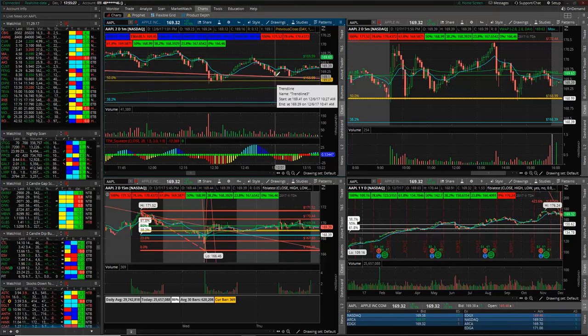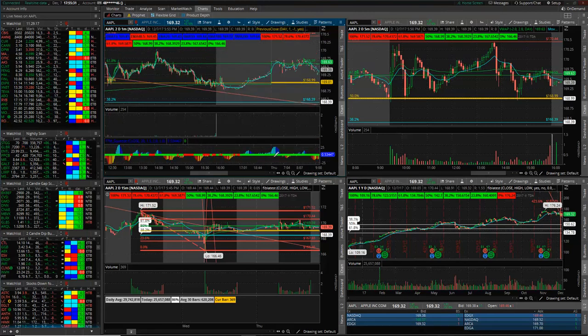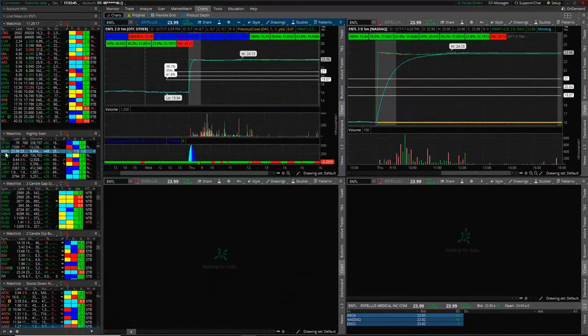And the rest of the day it kind of just ran. It broke above it again, and then you could have shorted this back down. But I'm just trying to show you how powerful fibs are. So again, you can use them in both directions. Let's look at today. Let's look at some other stocks. Let's see what else moved.